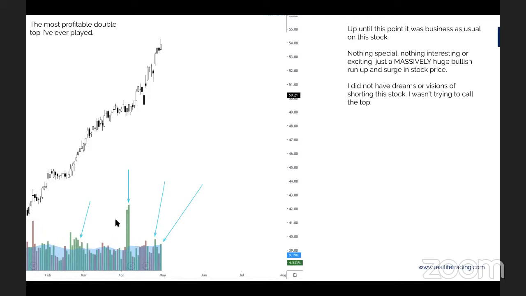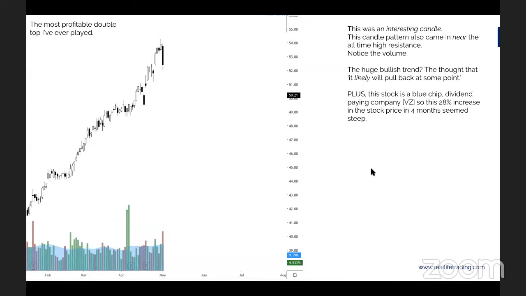But I did not have dreams or visions of shorting the stock. I was not trying to call the top. It was just a stock that I looked at very frequently. And it was up here. And when I looked at this chart, I said, yeah, guys, I don't know. I'm not buying here. Type in a 7 into the chat pane, if that makes sense. I'm not buying here. That's all I said. I'm not going bearish. I'm not doing anything special. I'm simply just not buying. Okay.